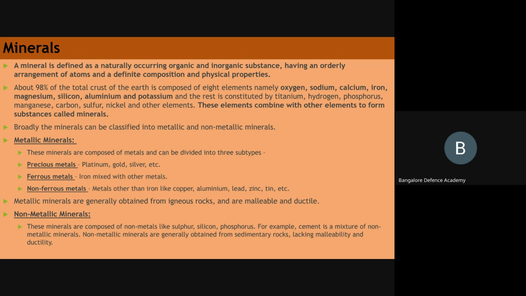The next one is ferrous metals, which have iron content in them. And the next one is non-ferrous metals, other than iron, like copper, aluminum, lead, zinc, tin. These are called non-ferrous metals. And the next one is non-metallic minerals, like sulfur, silicon, phosphorus.